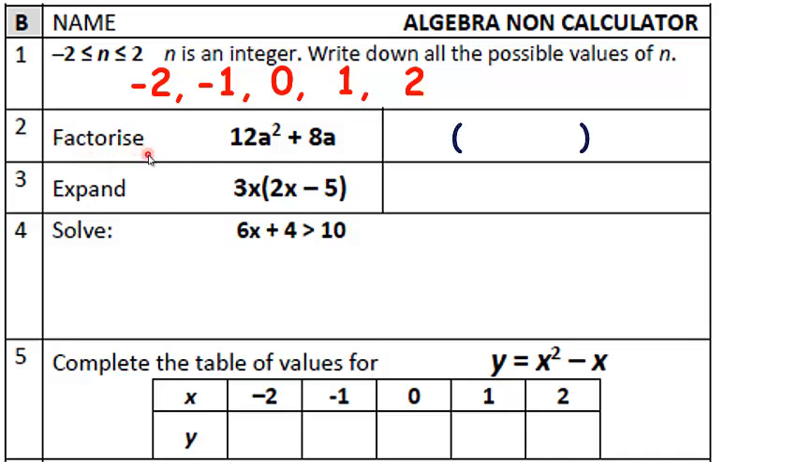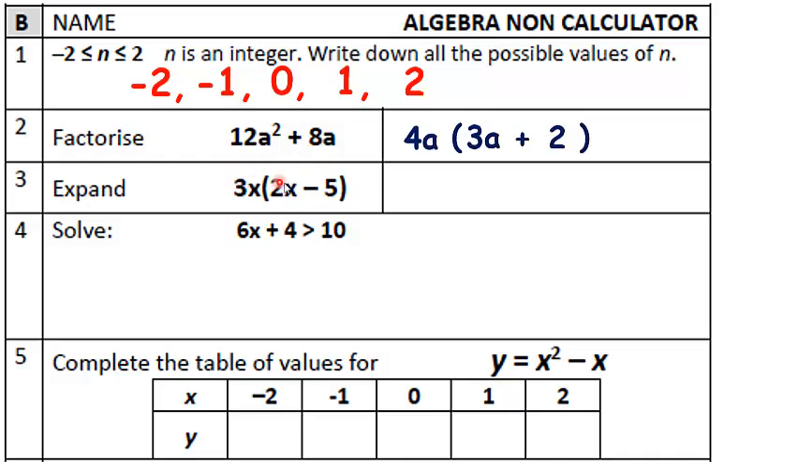Factorize means to put it into brackets. I need to look at the numbers. What could go into 12? What's the biggest number that can go into 12 and 8? That's going to be 4. a is common to both of them, so 4a needs to be outside the brackets. You need to think to yourself, 4a times what is 12a squared? 4 times 3 is 12, a times a is a squared, so 3a is going to be inside the brackets. Plus 4a times what is 8a? 4a times 2 is 8a. Make sure you're familiar with that. You can do it, and you're pretty confident with it.